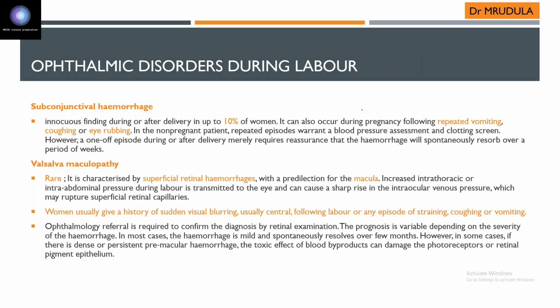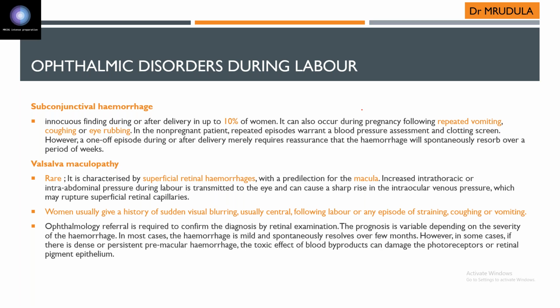Now, what are the disorders which can occur during labor? One is the subconjunctival hemorrhage. It is normally a benign, innocuous finding, which can be there during labor or after delivery in up to 10% of patients. Also, it is seen with repeated vomiting, coughing, or eye rubbing. In a non-pregnant patient, repeated episodes of subconjunctival hemorrhage should prompt exclusion of hypertensive disorders and a clotting screen. While in pregnancy, this is usually benign and a single episode or two doesn't require any investigations; only reassurance will be sufficient. And it usually resolves over a period of weeks.